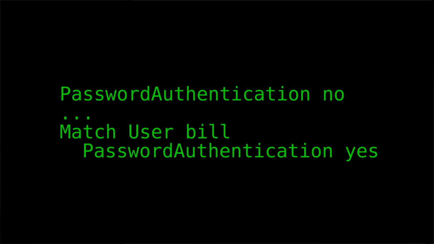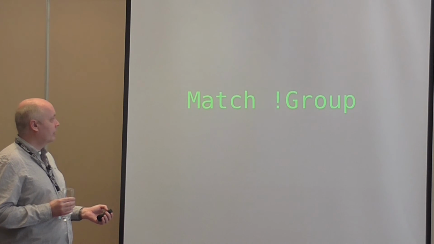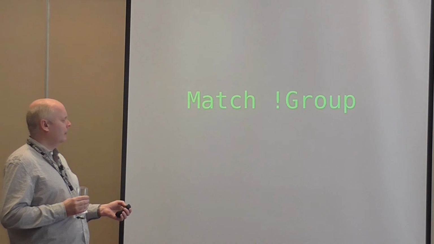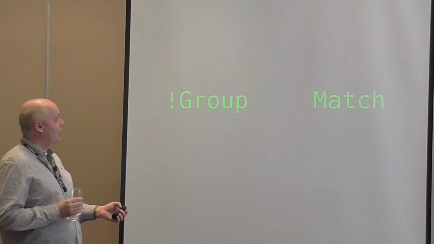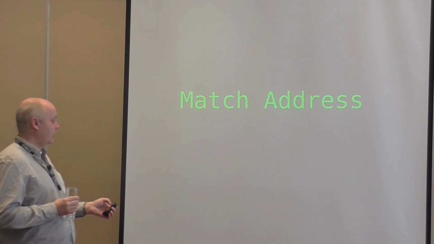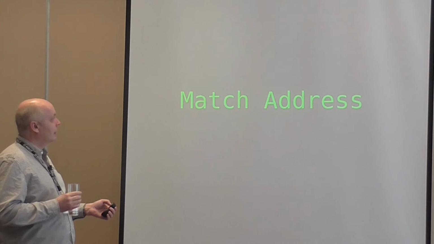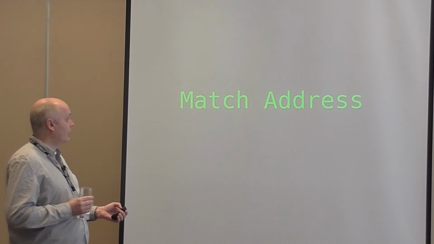So let's imagine we've turned off password authentication, but we've got a user here that we'd like to allow it for. So we can match on users. You can also match on groups, and you can negate these as well. I think you can negate the match on users as well. You can match on addresses, so it's slightly more sophisticated than just doing a match user with an address on the end of it.